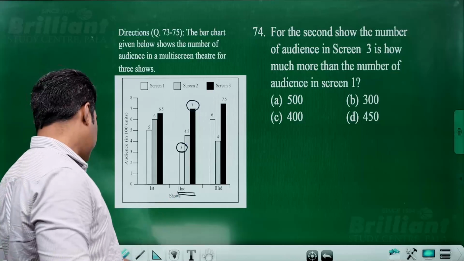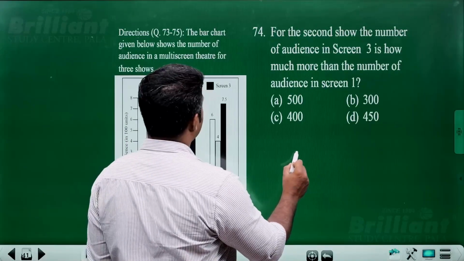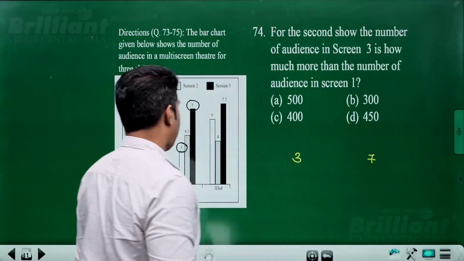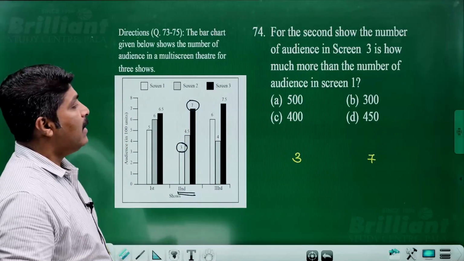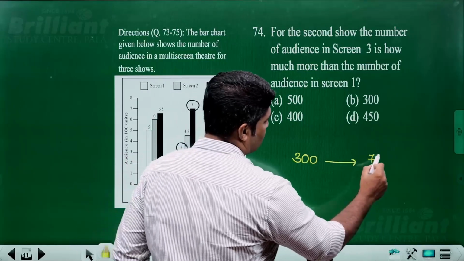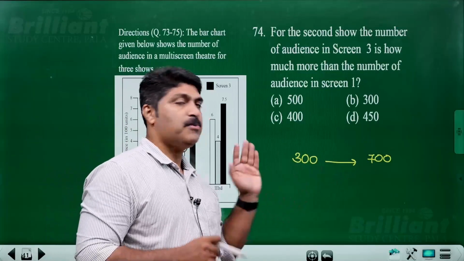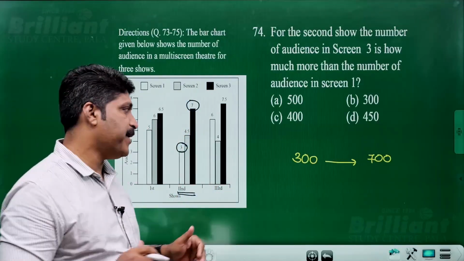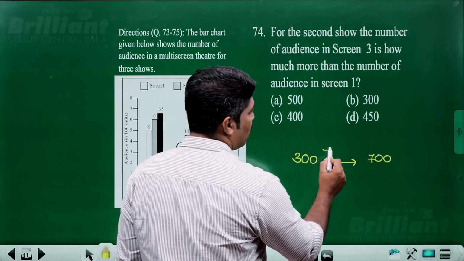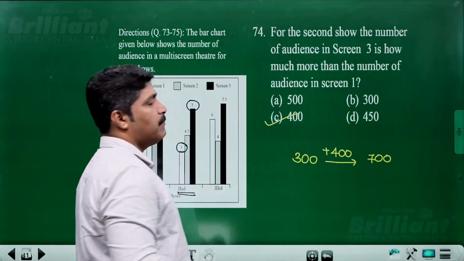Here we have to take the difference. In this question, screen 1 is 3, screen 3 is 7. Correct. Here 3 is representing 300 audience. So this is 700 audience. We have to take the difference. The 700 is how much more than 300. It's not the case of percentage variation. It's the constant-wise or quantity-wise variation. What's the increment here? There is an increment of 400. Therefore, our answer is option C.